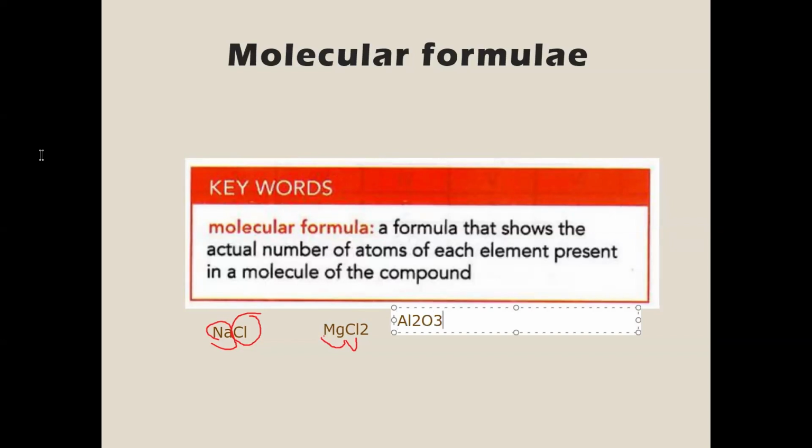Al2O3, aluminum oxide. So from this molecular formula, we can know the atoms that exist in this compound, which are aluminum and oxygen. And how many atoms of each element? We have two aluminum atoms with three oxygen atoms. So the molecular formula simply shows us the actual number of atoms of each element in one molecule of that compound.